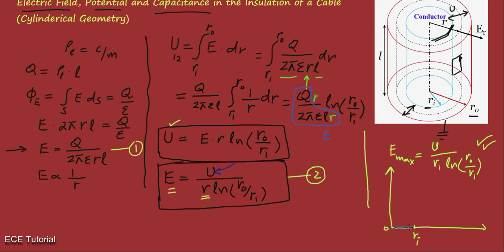So electric field will be 0, and then electric field will be maximum at the inner radius. Then electric field will vary, or decrease, as a function of R. It is inversely proportional to R, and at this point our electric field will be maximum.